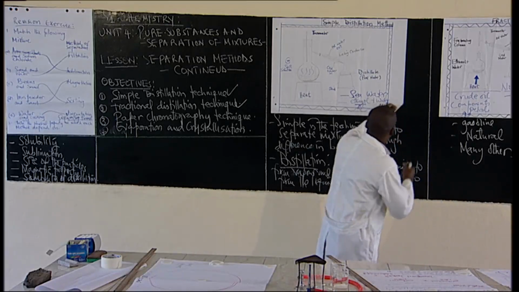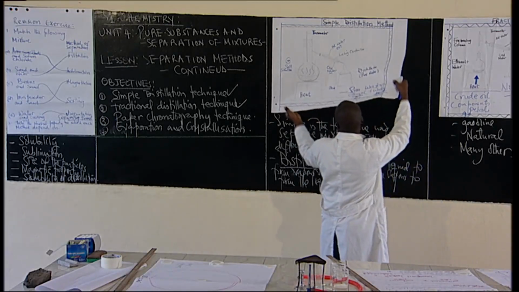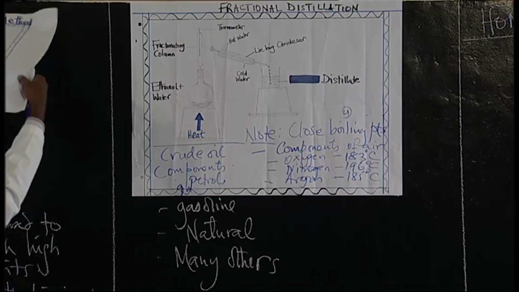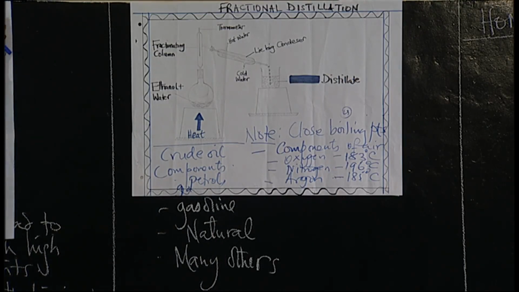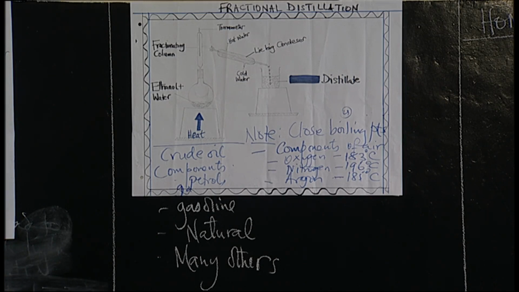You'll allow me to remove this one, and then maybe look at the paper chromatography in the next step, which will be another method that can be used to separate components. I have to remove this one for the meantime. I hope you were taking note, and therefore you have it in your notes.